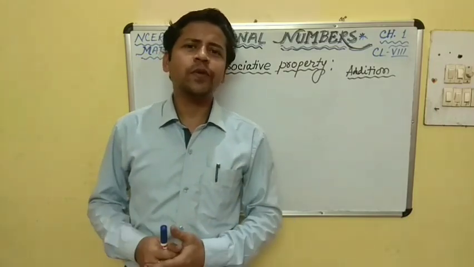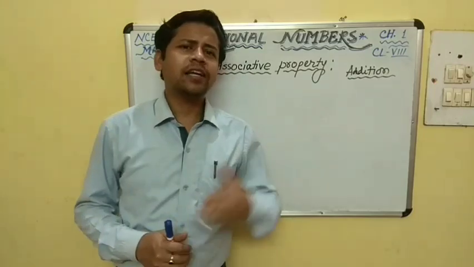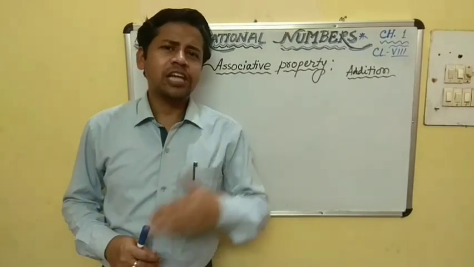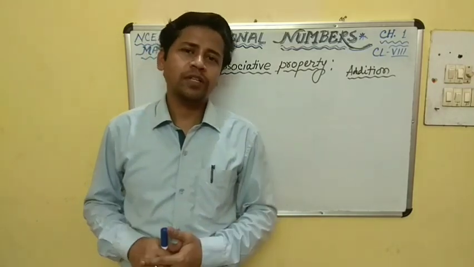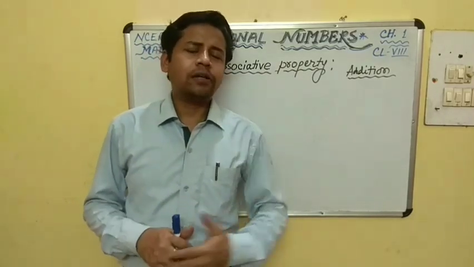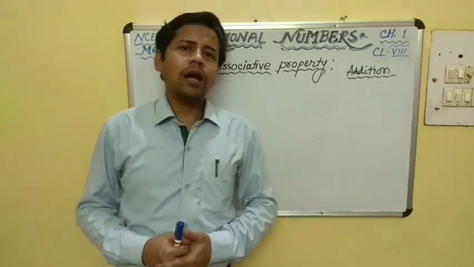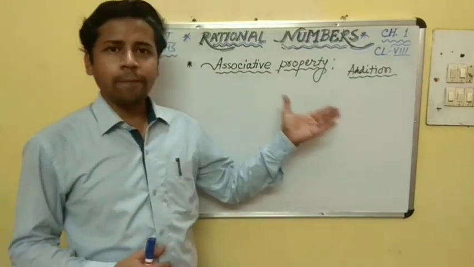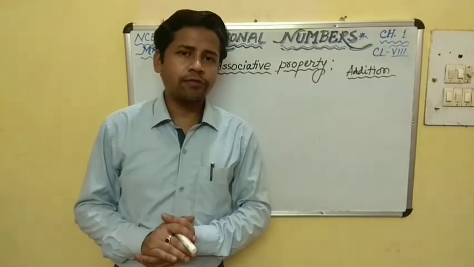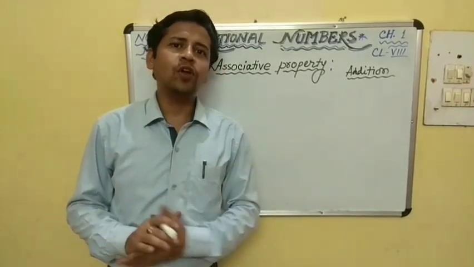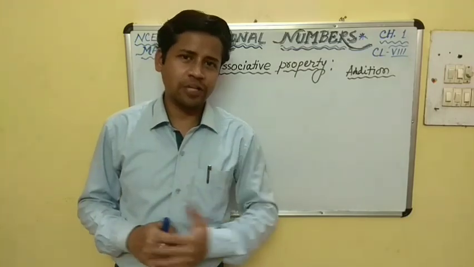So students, today we are going to discuss NCERT Class 8 Mathematics Chapter 1, Rational Numbers, Introduction Part 2. In this part, we will discuss the associative property of rational numbers, the distributive property of rational numbers, and at the same time the role of 1 and the role of 0.